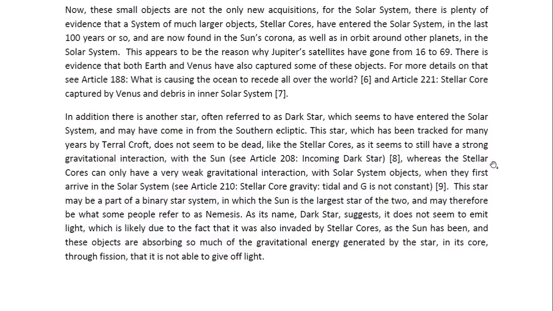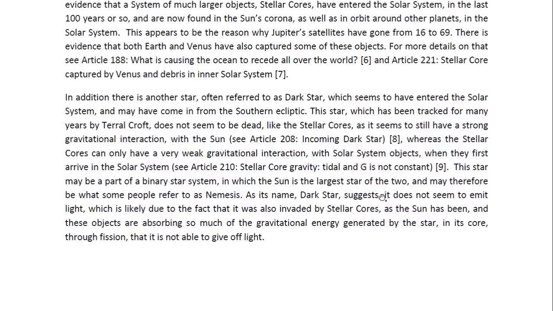Now, whereas the stellar cores can only have a very weak gravitational interaction with solar system objects, at least when they arrive in the solar system, for more details on that, you may look at Article 210 entitled Stellar Core Gravity, Tidal, and G is not constant. G is the gravitational constant, and it is not constant.